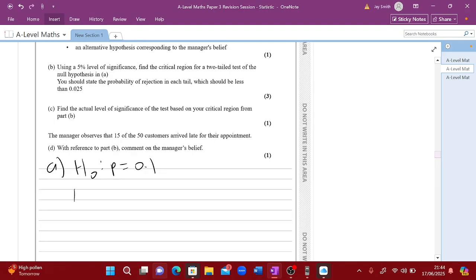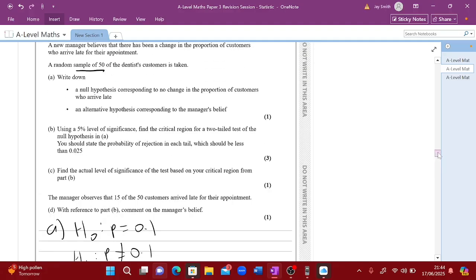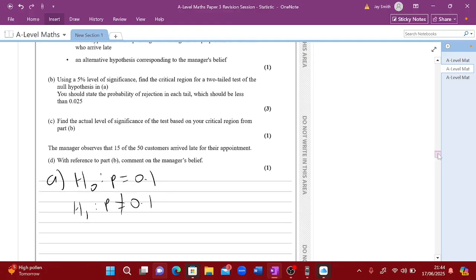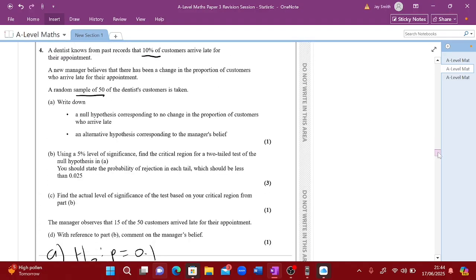Then the alternative is that this doesn't happen, and then you test the belief. The belief is there is a change. They didn't say which way. They've not said that it's less than 10% or greater than. It said there's just a change. That means it's just not equal to 0.1. So that's a two-tailed test, when it's both greater than 0.1 and less than 0.1. So we say it's not equal to 0.1. Cool. That's your alternative hypothesis. That's really it. You just write that down.